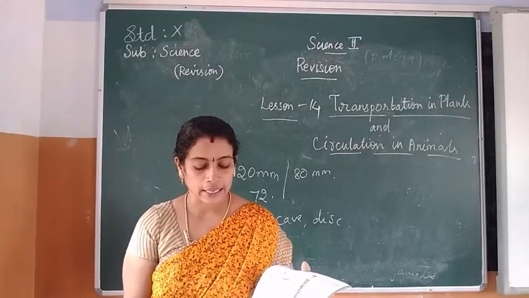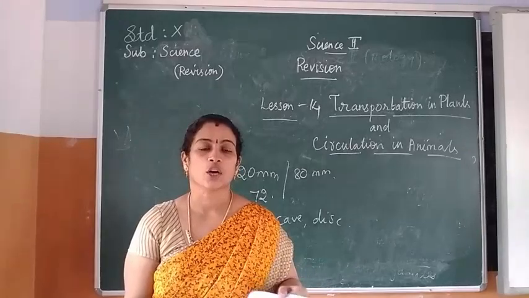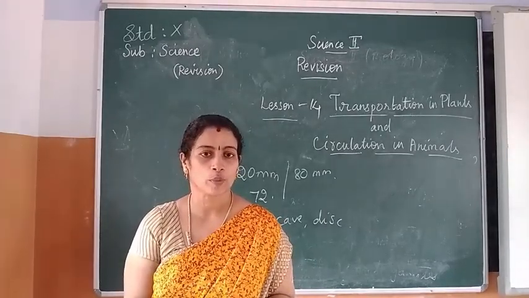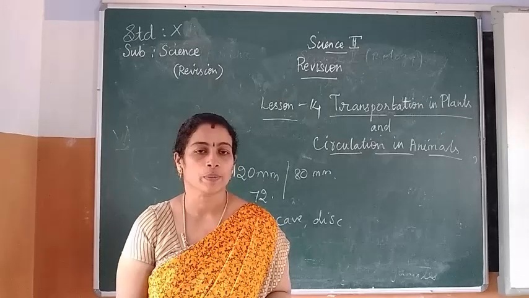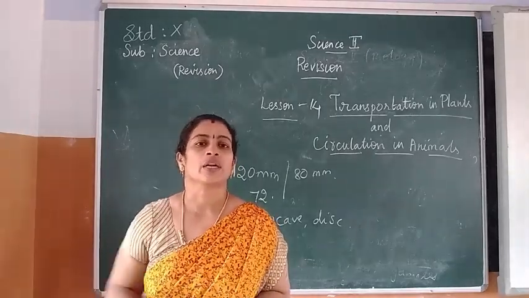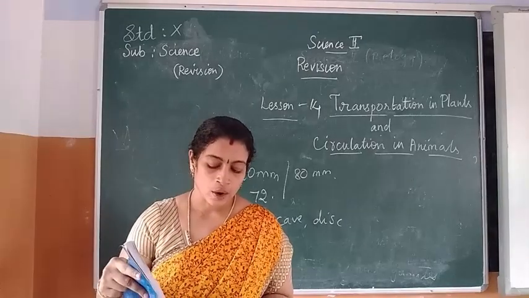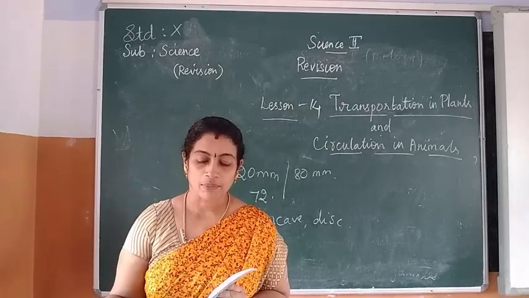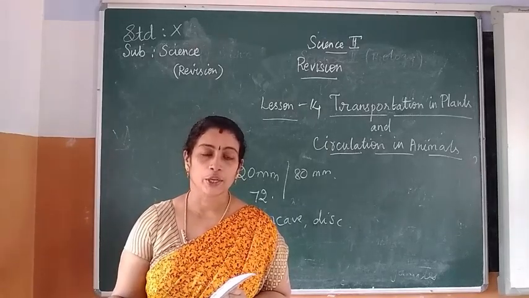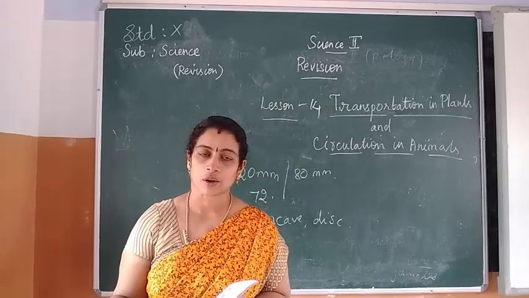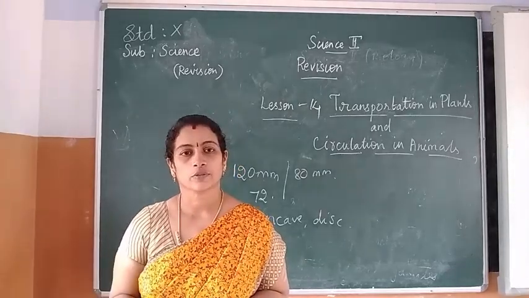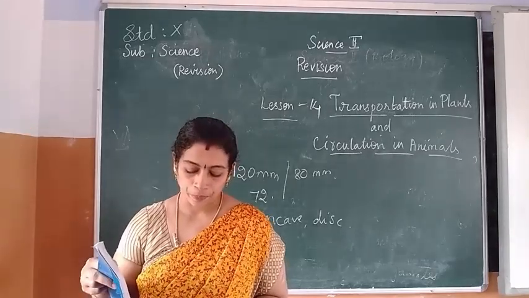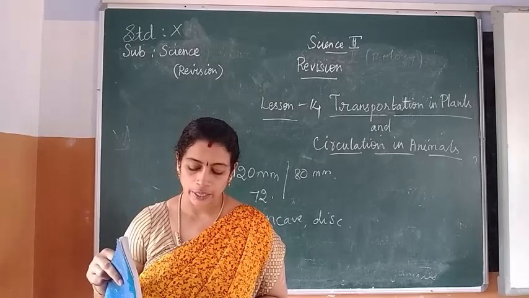The RBC gives red color to blood due to the presence of the respiratory pigment called hemoglobin. So, because of the presence of hemoglobin, the blood is red; RBCs are red in color. What is the question once again? Why is the color of blood red? The red color of the blood is due to the presence of the respiratory pigment called hemoglobin. The next one, what kind of cells are found in liver?